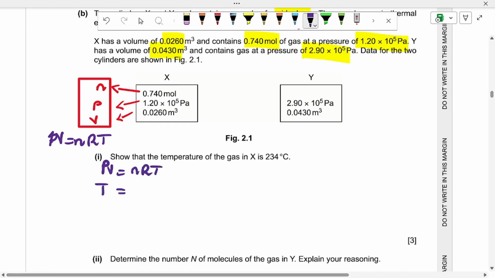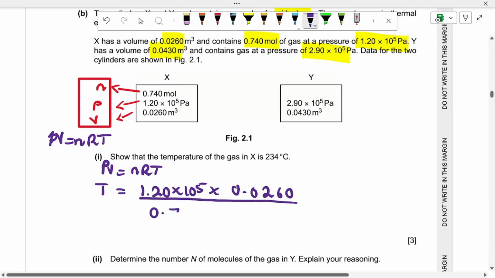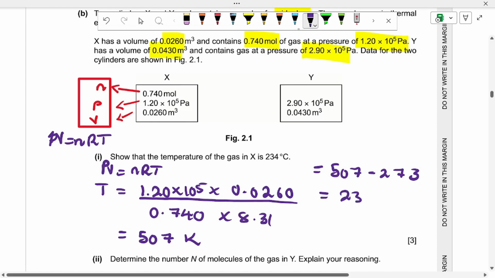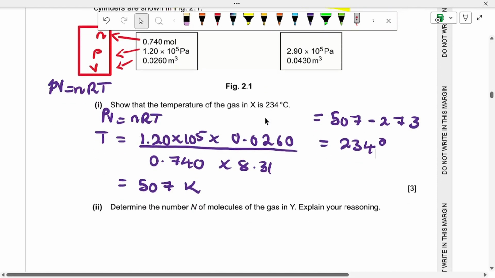So my temperature T is just going to be my pressure, 1.20 times 10 to the power of 5, multiplied by my volume, 0.0260, all of that divided by my number of moles, which is 0.740, multiplied by 8.31. And if you are wondering what 8.31 is, that is R, the molar gas constant. Let's put it at that. And if I want to convert this to degrees Celsius, all I have to do is say 507 minus 273. That's going to give me 234 degrees. Hope that makes sense.